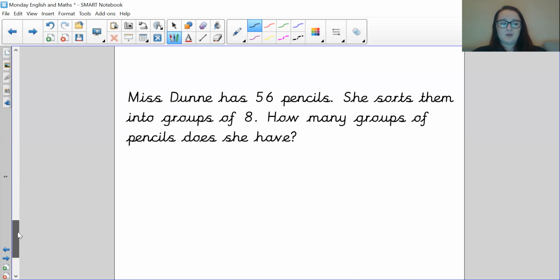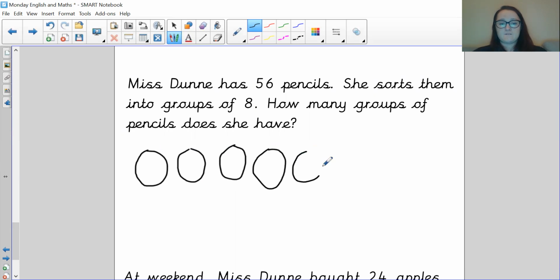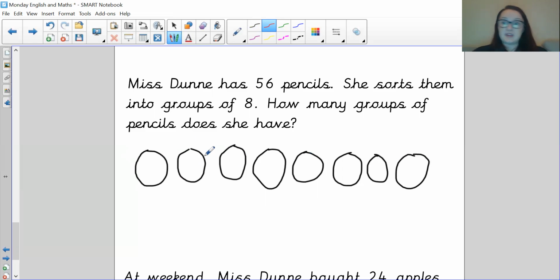So what I'm going to do when I'm doing a question like this, I know that I'm sorting them into groups of 8. So I'm going to draw 8 circles. So 1, 2, 3, 4, 5, 6, 7, 8. Now, these don't look very circle-like, do they? But we'll roll with it, year 3. And now I'm going to sort out 56. So I'm literally going to put 1 in each one, all the way up till I get to 56.